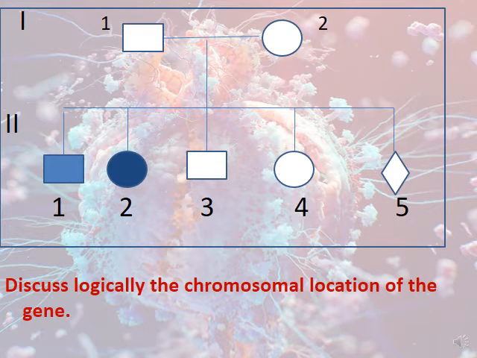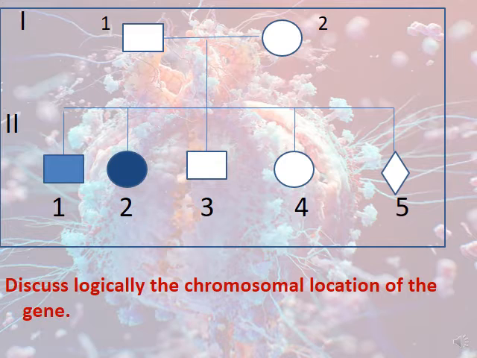Let's have this pedigree. In this pedigree, we have the disease. The ones in dark blue, for example, are the affected individuals, and the white ones are the normal individuals. So they said, discuss logically the chromosomal location of the gene, whether it's located on the X or on the Y. Before we start with this, we have to determine whether the allele is dominant or recessive. So here, logical discussion for the chromosomal location of the gene.